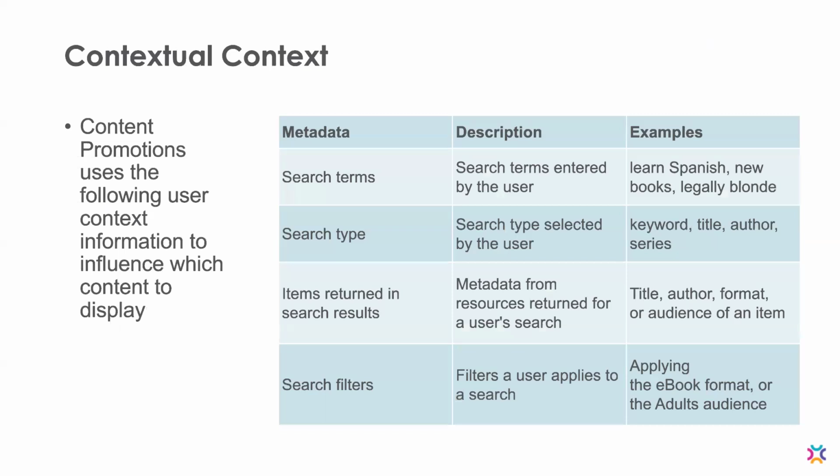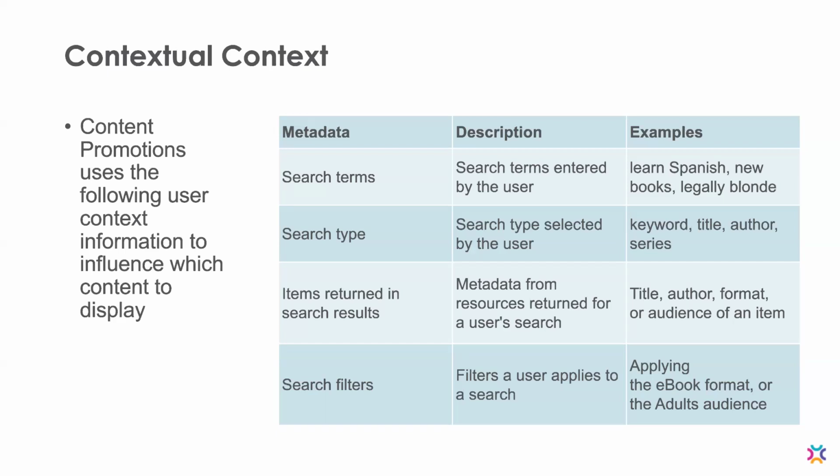Now, I mentioned this word metadata. So, what content promotions does is use the user context, like what did they search for in the catalog, with some of the context that we can provide on the back end to help influence what's going to display. So, one piece of metadata we use are the search terms. What did somebody look for in the catalog? Did they pick a particular search type, like author or keyword or title?